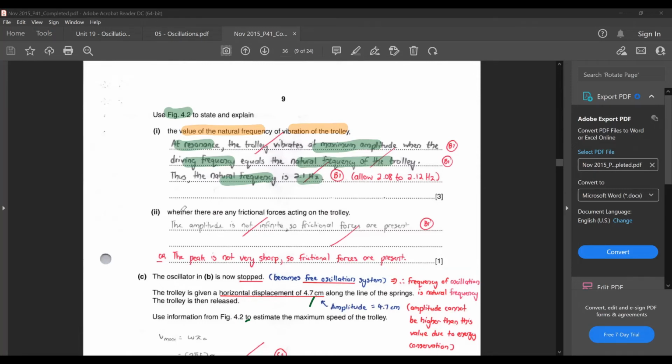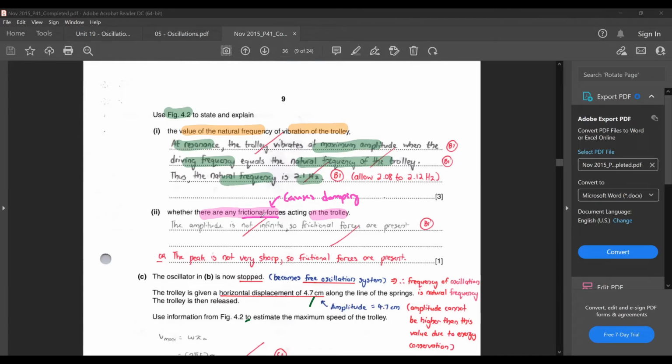For the graph, state whether there are any frictional forces acting on the trolley. Okay, how do I know whether frictional forces are present? Now, frictional forces cause damping. If you have frictional forces, air resistance, or any kind of resistive forces, they tend to cause damping. So how do I know right now by looking at the graph whether there are any frictional forces? Or in other words, whether there is damping?